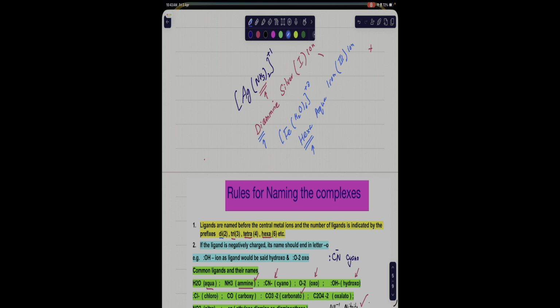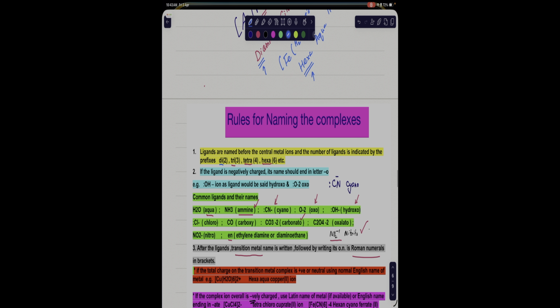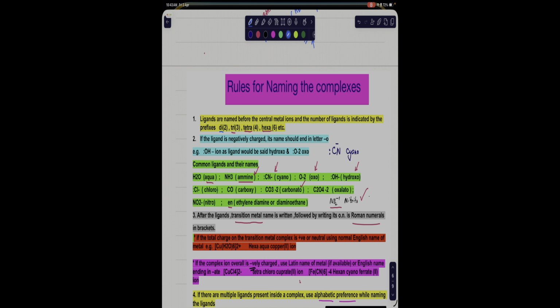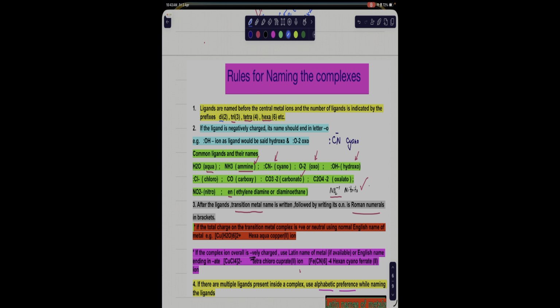Now let's move to the next. The last rule which I have given for you in red color, please remember this one. When the total transition metal complex ion has a positive charge or neutral charge, we have to use the normal English name for the metal, like iron or silver.